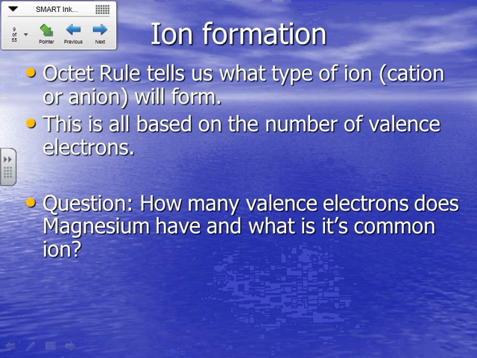This I wouldn't worry too much about. Okay. It's based on the number of valence electrons. Actually, no, you should write this down. I'm sorry. It's on number 3, 3A. Octet rule tells us what type of ion will form. And this is all based on the number of valence electrons. Still on the first page. The octet rule. There's just no the in front of it.